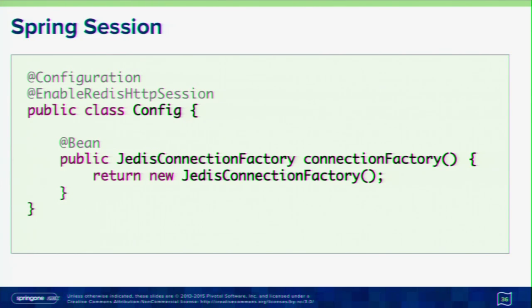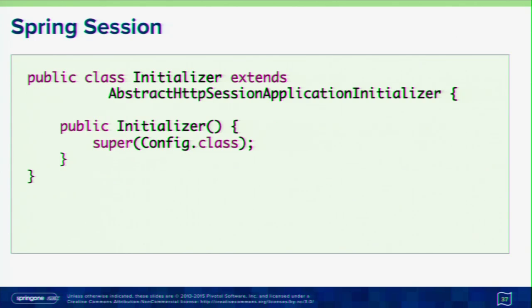But it creates this filter, but how do I plug that into the servlet container? Here's the Java config way.